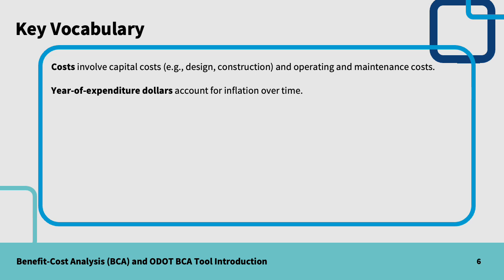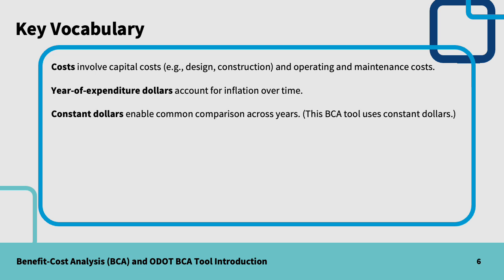Because transportation projects have impacts for years, we must consider both the effects of inflation and the time value of money. Year of expenditure dollars reflect how inflation changes buying power. They represent the actual amount of money needed to purchase something in that year. We can also express costs as constant dollars, which allows common comparison across years. Constant dollars involve an adjustment so that expenditures in, say, 2023 and 2030 can be considered on equal footing. This BCA tool is conducted in constant 2023 dollars.